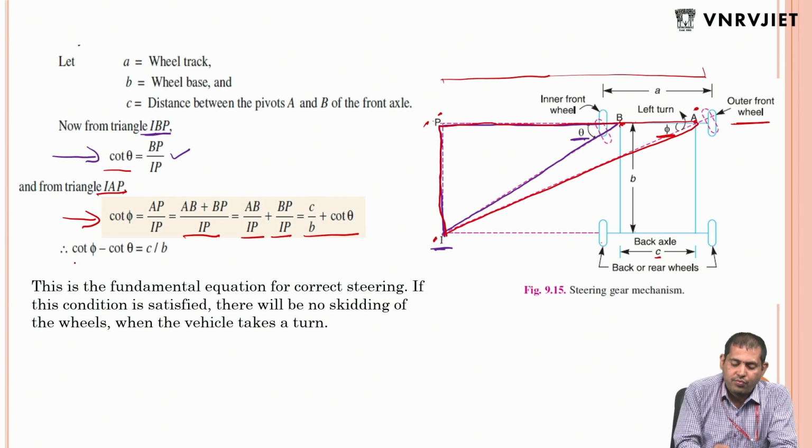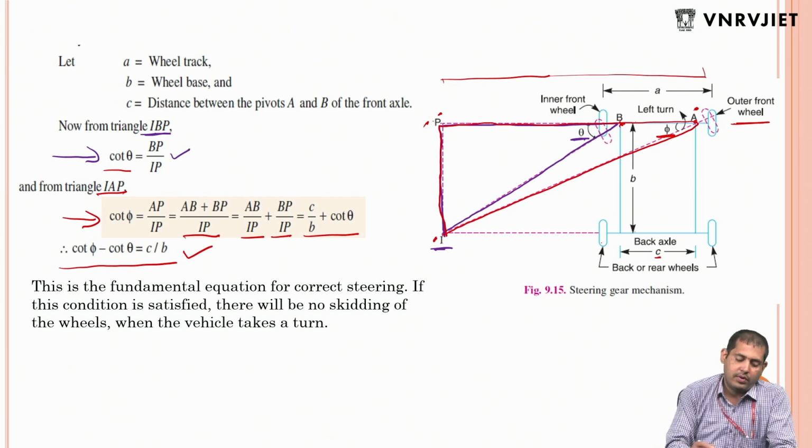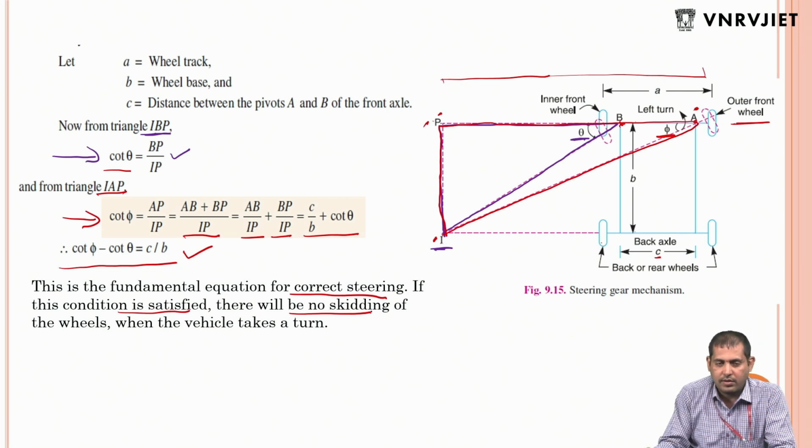Now, in equation form, cot phi minus cot theta is equal to C by B. This has to be satisfied for correct steering gear condition. This is the mathematical equation for correct steering. If this condition is satisfied, there will be no skidding of the wheels when the vehicle takes a turn. So while designing itself, we are going to make sure that this is satisfied.